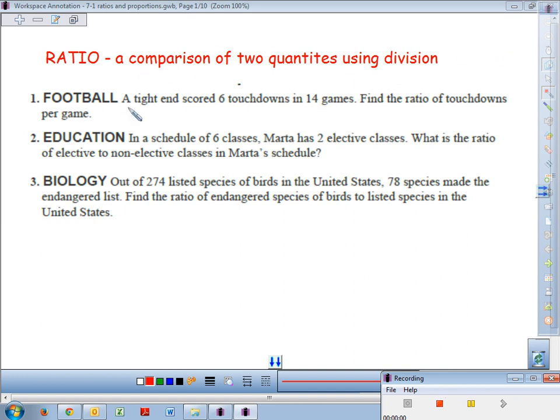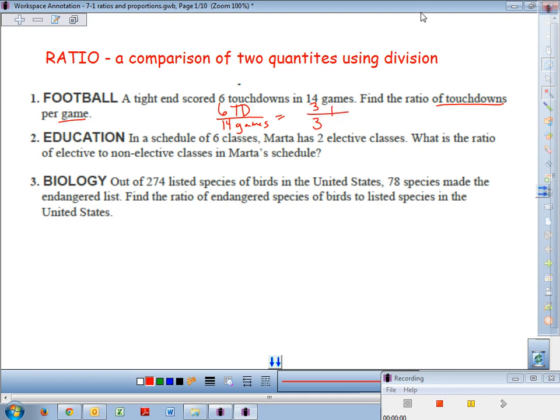So here on number 1, if a tight end scored 6 touchdowns in 14 games, find the ratio of touchdowns per game. They tell you what order to put these in, and the secret to these problems is just the label. It's all about the label. So if they want touchdowns per game, they scored 6 touchdowns, and I can abbreviate touchdowns, of course, in 14 games. And then all we really have to do is reduce that fraction. 6 over 14 reduces to 3/7.